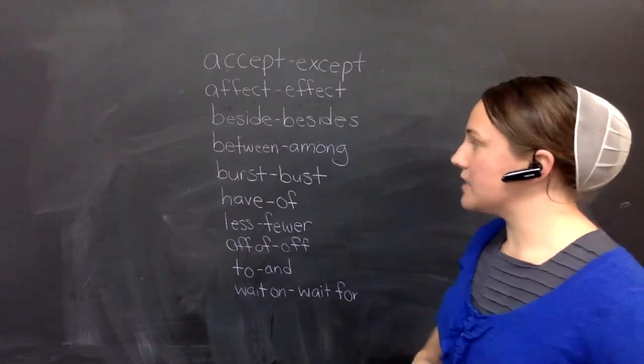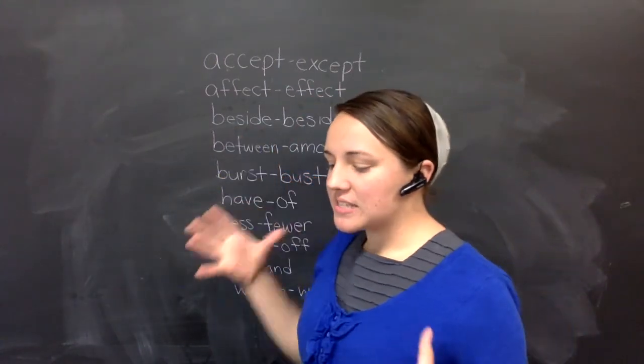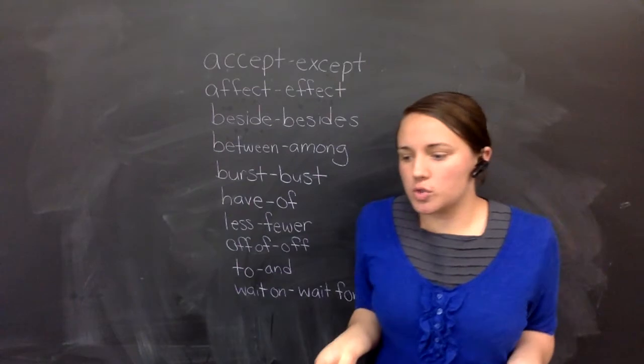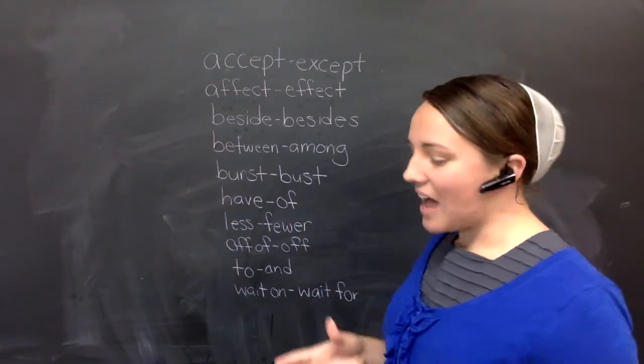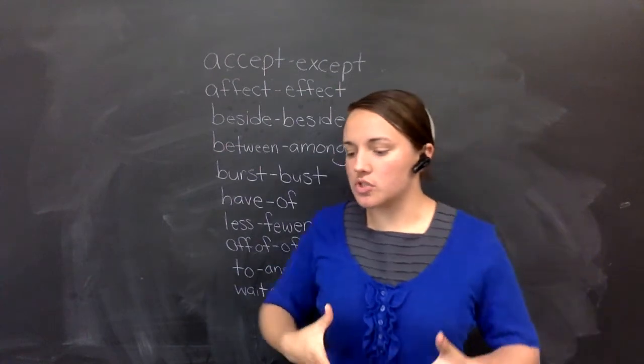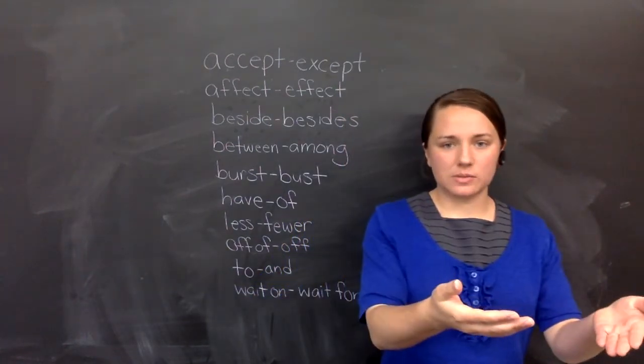So that's an effect. Then we have beside. Now, beside is by the side of or next to something. For example, I sat beside her at school. Now, this word besides means in addition to. So, Jack has several books besides this one.